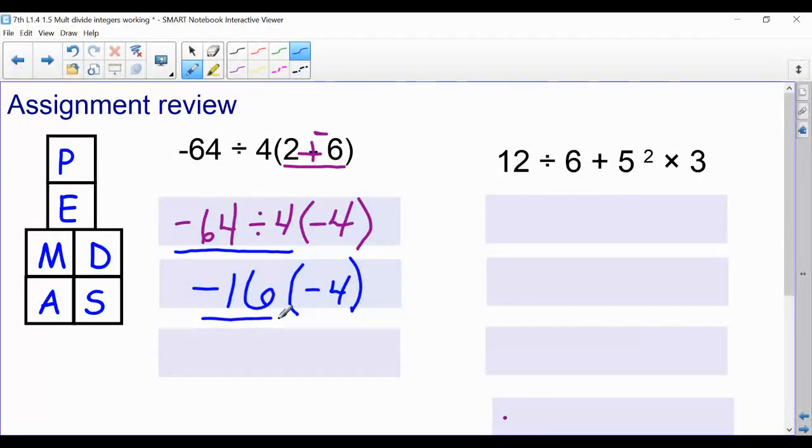Okay, this is the last part of our problem. Negative 16 times negative 4. 16 times 4 is 64. Negative times a negative is a positive. So our answer is positive 64.